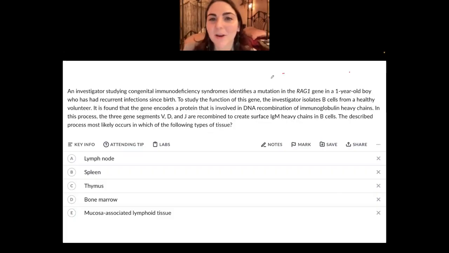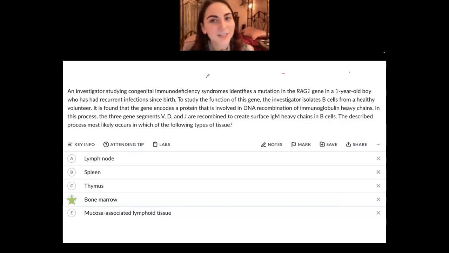Good. Okay, so this is asking, where does VDJ rearrangement occur? That's pretty much it. Bone marrow. Remember, it can only happen in the bone marrow. It is a genetic thing. It is DNA rearrangement that can only happen before the cell leaves and goes to the periphery. Okay, does that make sense?